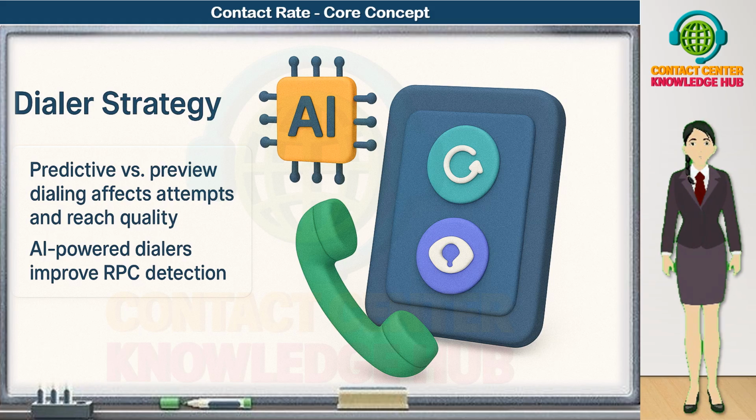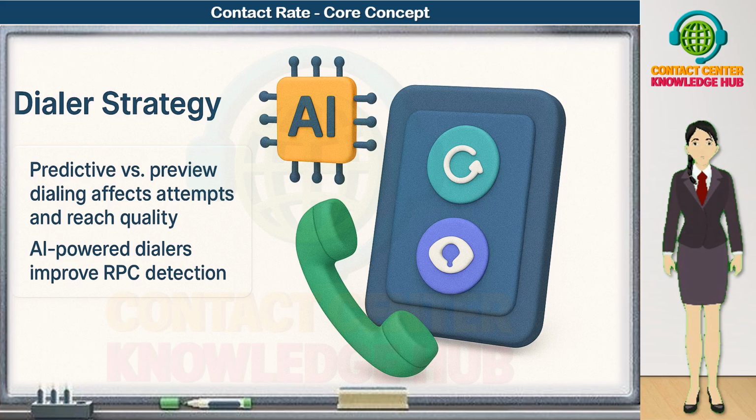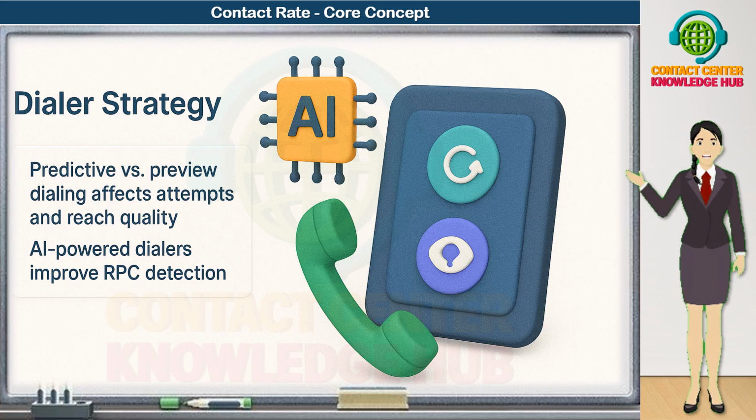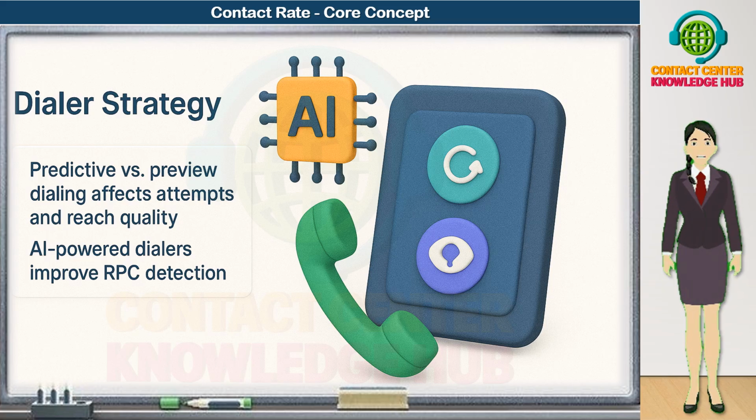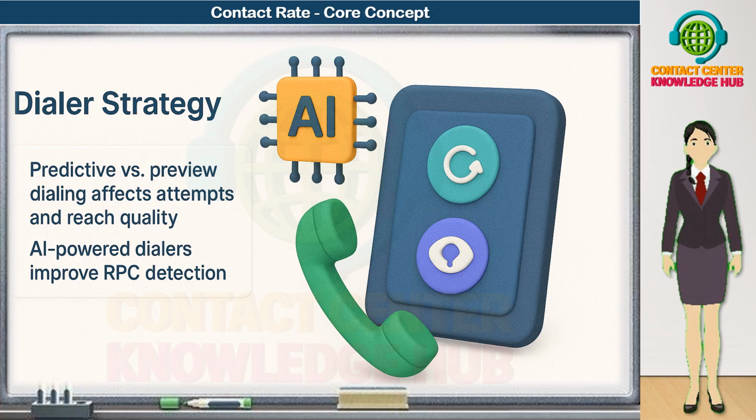AI-powered dialers are transforming this balance. They can intelligently detect right-party contacts, filter out voicemails, and even prioritize the best time and channel to reach each customer. In short, a smart dialer strategy doesn't just increase call volume, it enhances connection quality and right-party reach, driving a stronger overall contact rate.